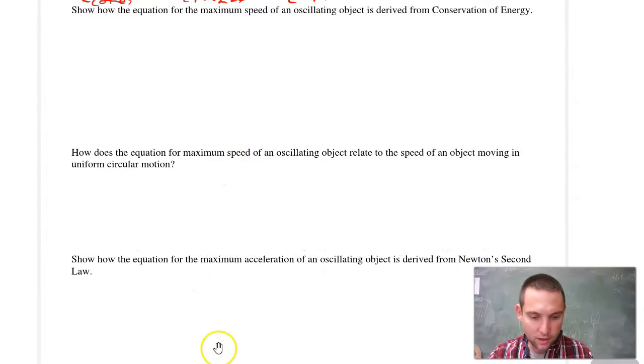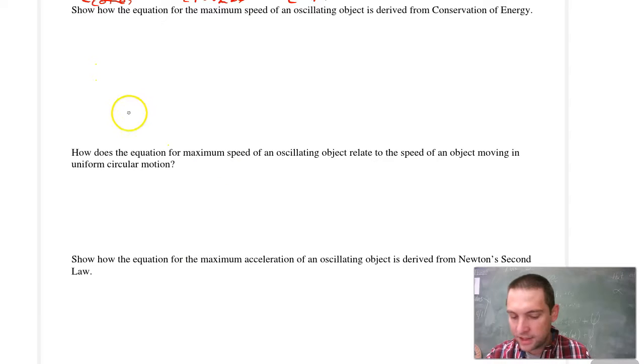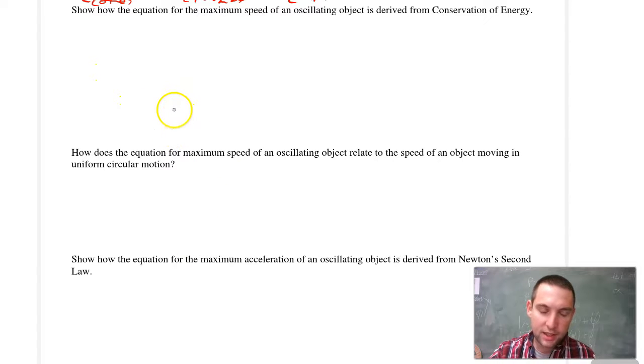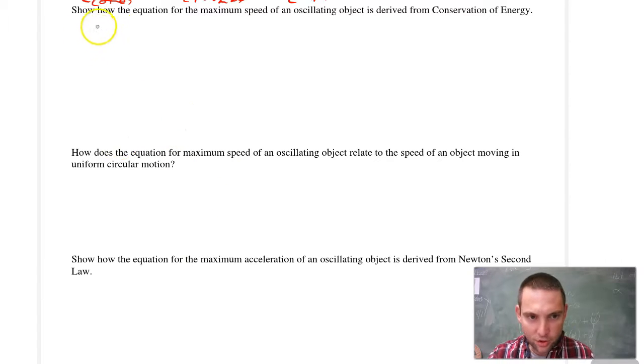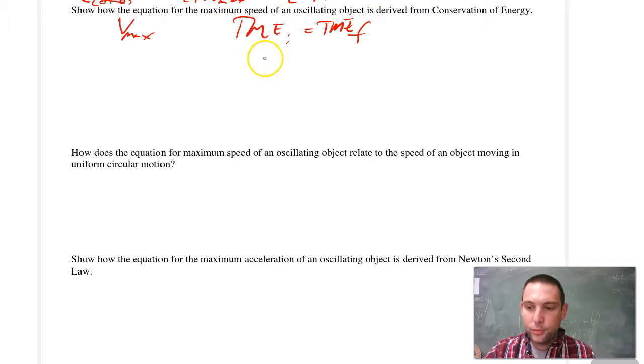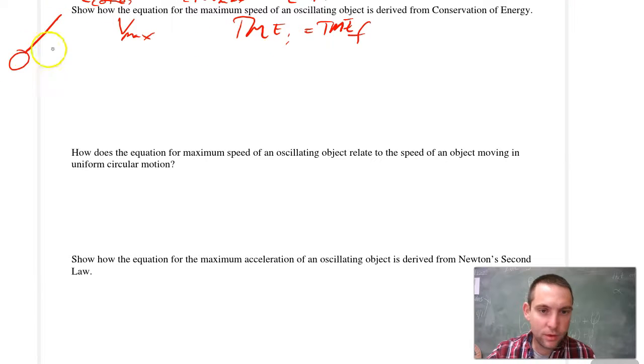Show how the equation for maximum speed of an oscillating object is derived from the conservation of energy. Conservation of energy tells us the total energy in the beginning has to equal the total energy in the end. So to show this, we're going to get Vmax all alone. And we're going to keep it in terms of the spring constant, mass, and amplitude. So TMEI equals TMEF. What do you want to do? Spring? Pendulum? I prefer the pendulum, so let's go ahead with the pendulum.